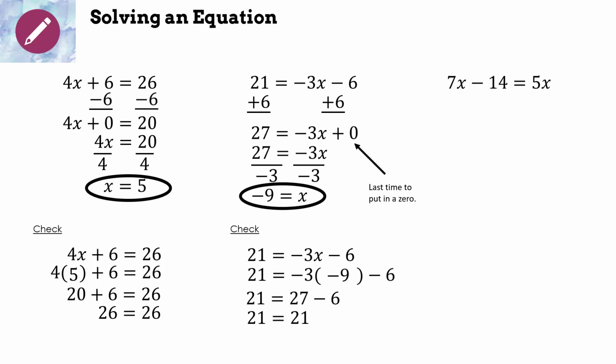7x minus 14 equals 5x. Step 1, can I collect like terms on the left side of the equal sign? Nope, 7x minus 14 are not like terms. And then I just have 5x on the right side of the equal sign.